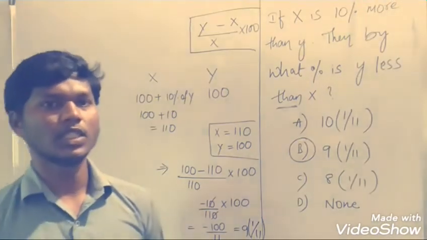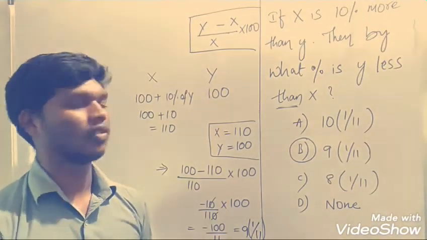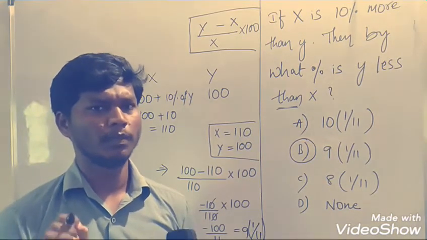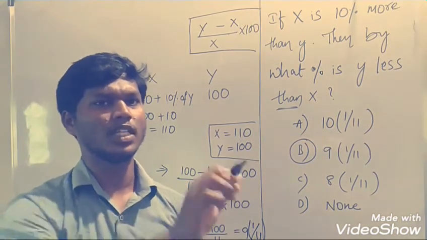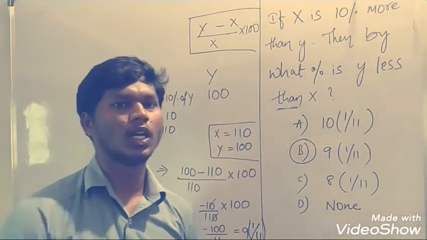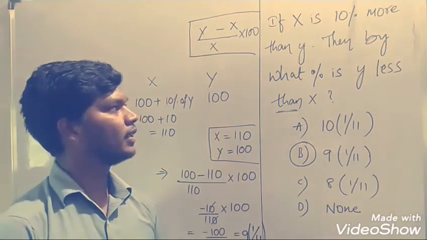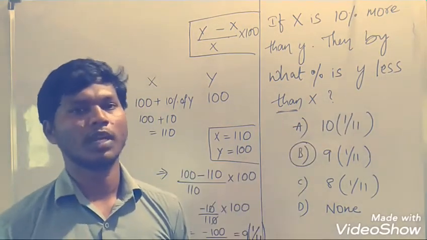So in this way we must find the answer. See friends, my suggestion is that you must be aware of which formula must be used, either formula number 1 or formula number 2. Whenever we find the words less than, use formula number 2.